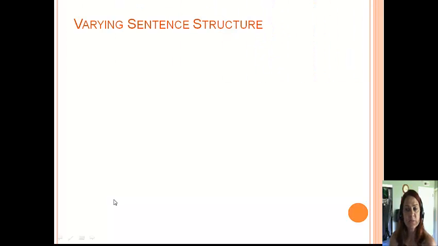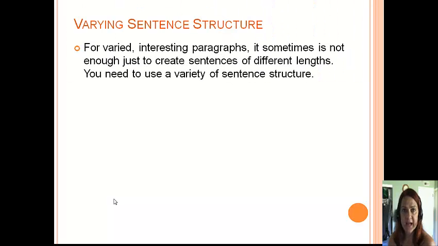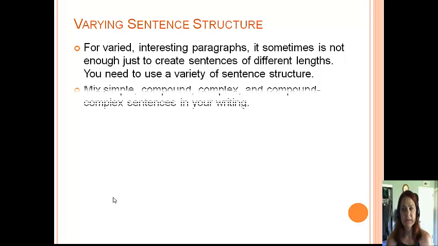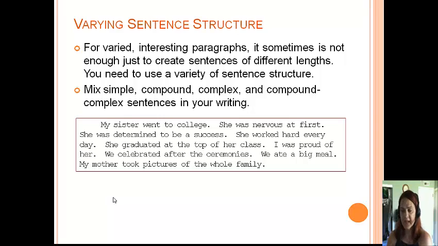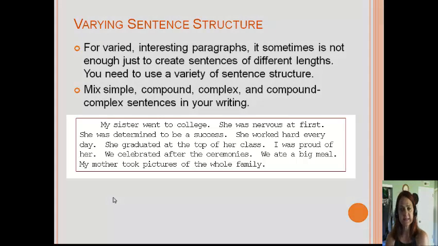The last way that we can improve our style is to vary sentence structure. For varied, interesting paragraphs, it's sometimes not enough to just create sentences of different lengths. You need to use a variety of sentence structures. You need to mix simple, complex, compound, and complex compound in your writing. Let's look at this example and analyze it with me as I read it, what types of sentences these are.